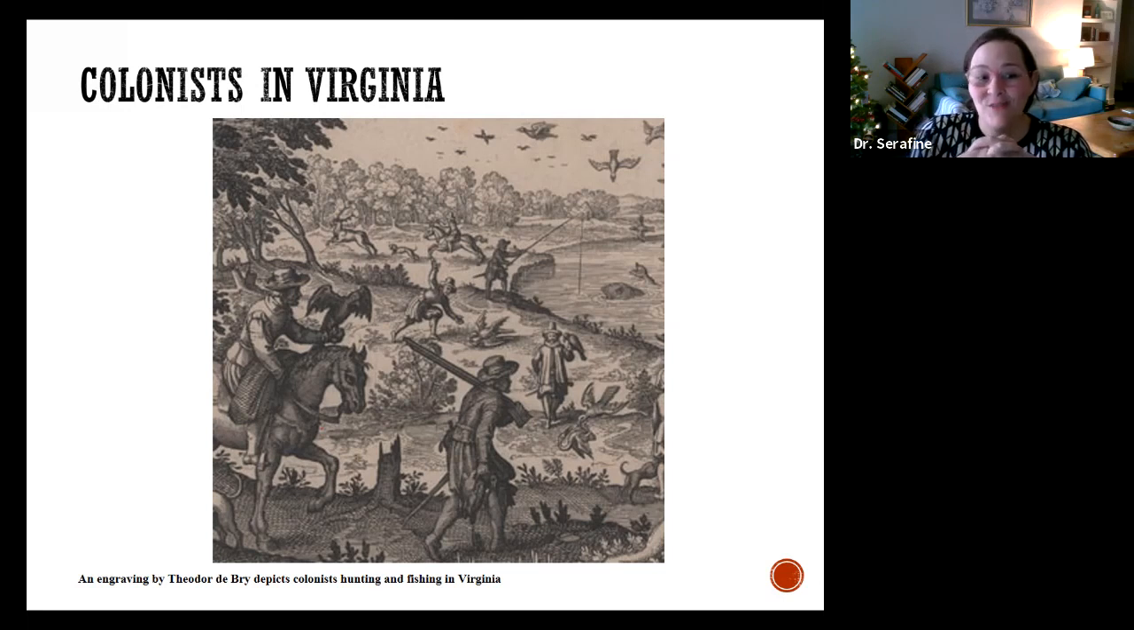The idea of Virginia that we see here in this image was a land of plenty, giant catfish. What is this? Is this a catfish? Giant something coming out of the Chesapeake. Birds are just falling out of the sky. I'm gonna grab this one, eat them up.